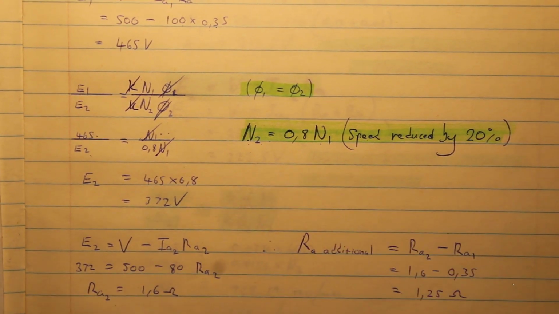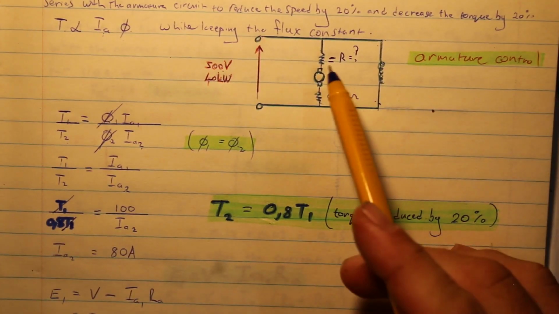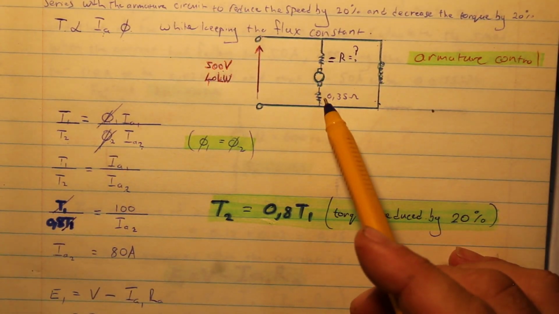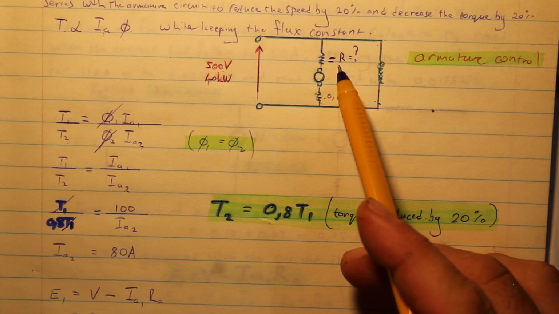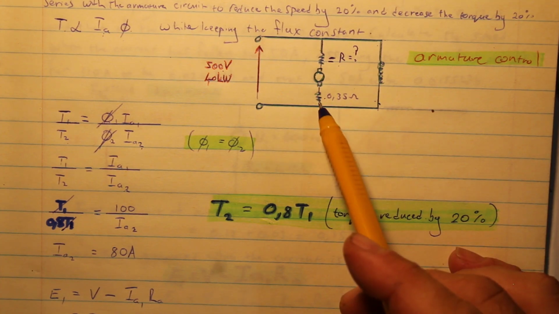Then we can go to the back EMF formula. We can substitute the new back EMF in. We can substitute the new current in, I armature 2, which we calculated, and we get the total armature resistance, which is, if you just look here, that resistor plus that resistance of the armature. So that's the resistance we add, and that's the armature resistance.